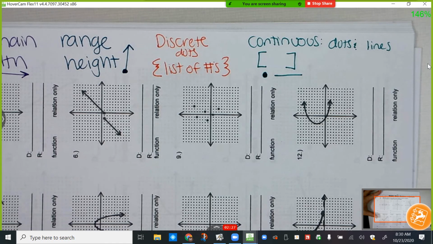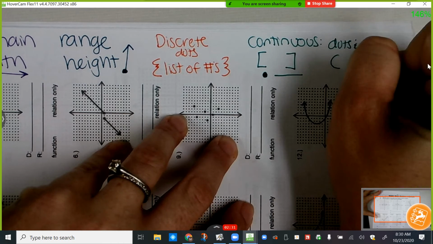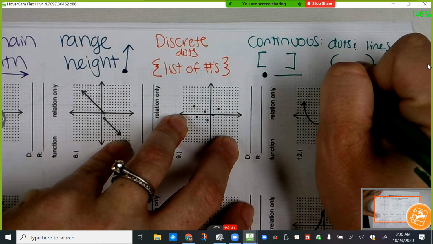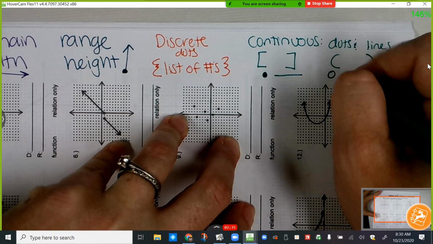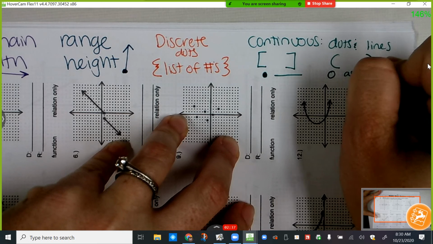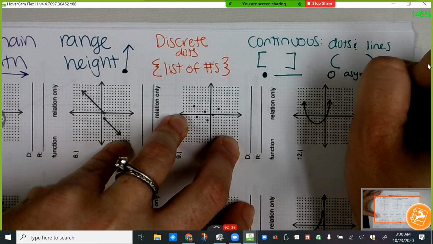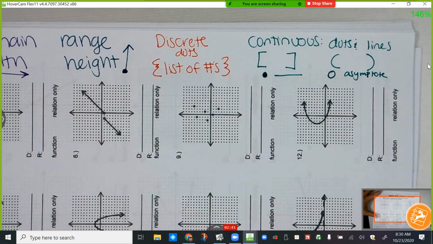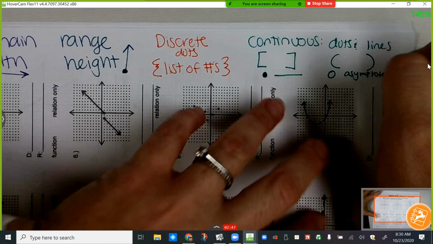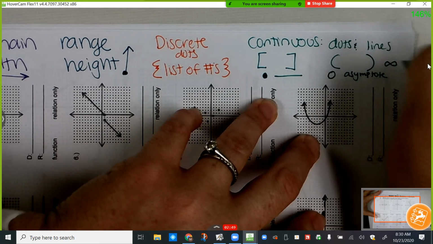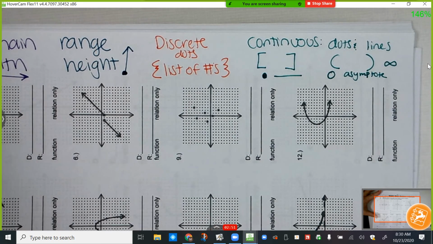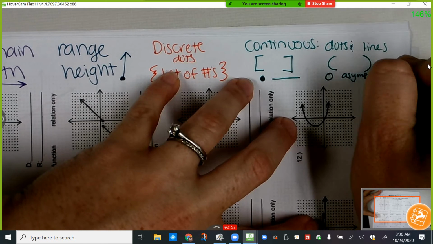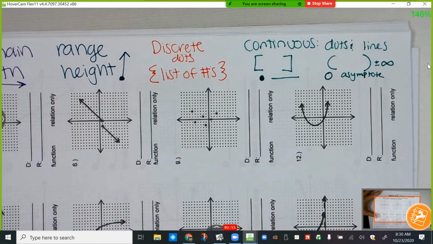Okay? Now the time you use parentheses is when you have an open dot, an asymptote, which we'll talk about during our notes. Asymptote. It's a word I always have to sound out. And what was the other reason? Infinity, duh. Okay, so anytime you have infinity, positive or negative, you use parentheses.